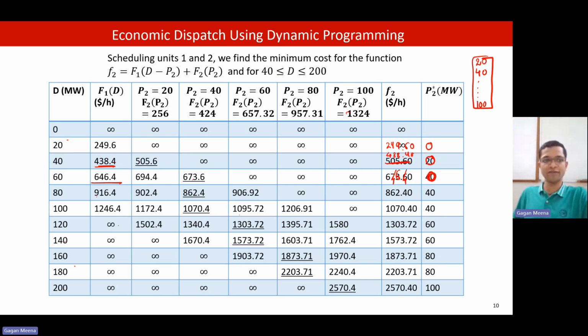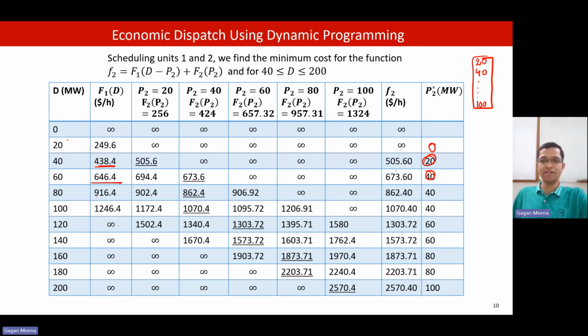Similarly, for 160 demand, if P2 is 60, P1 is 100. When P2 is 80, P1 is also 80. And P2 is 100, P1 is 60. For these combinations, this one is the minimum. For 180, if P2 is 80, P1 is 100. And if P2 is 100, P1 is 80. The last one is both are 100, the maximum demand. These are the different minimum combination values possible. This has to be 0, 0 and 0.